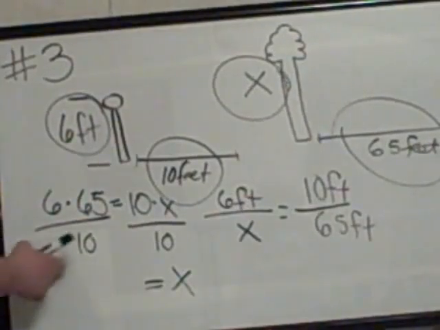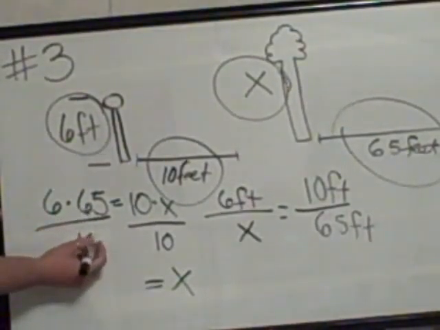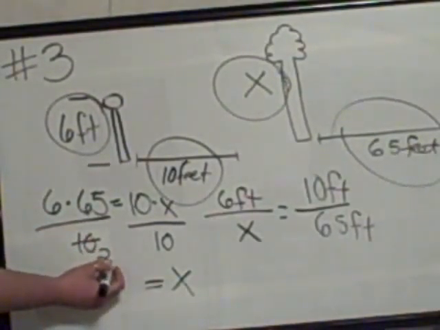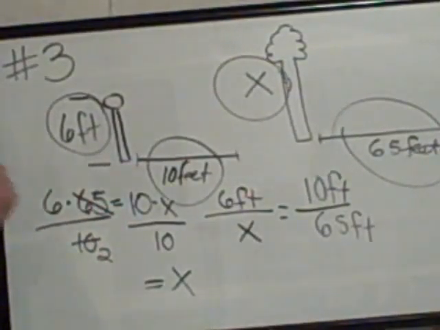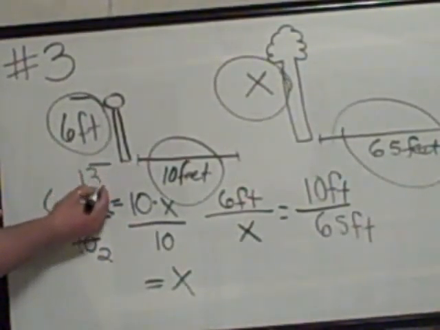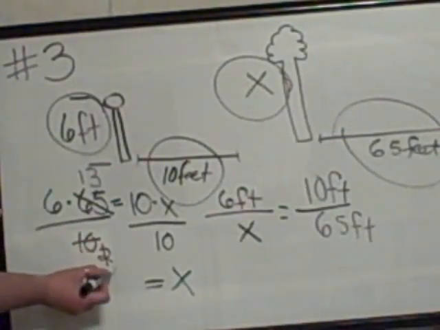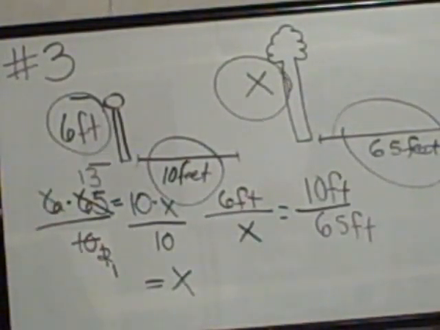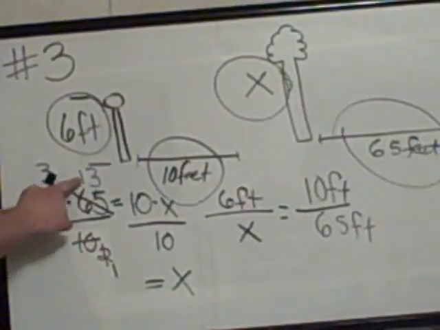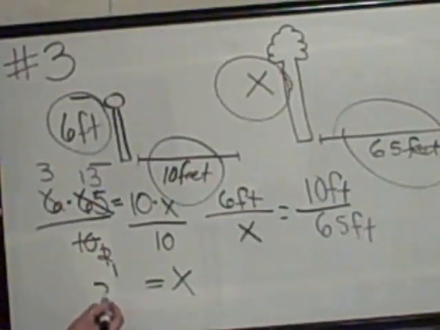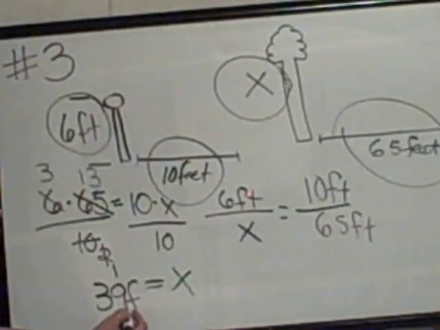And again, we're going to cross cancel. 5 comes out of 10 twice. 5 comes out of 65 13 times. 2 and 6 have a common factor of 2. The 2 becomes a 1 and the 6 becomes a 3. Multiplying 3 times 13 gets the result 39, and the answer would be 39 feet.